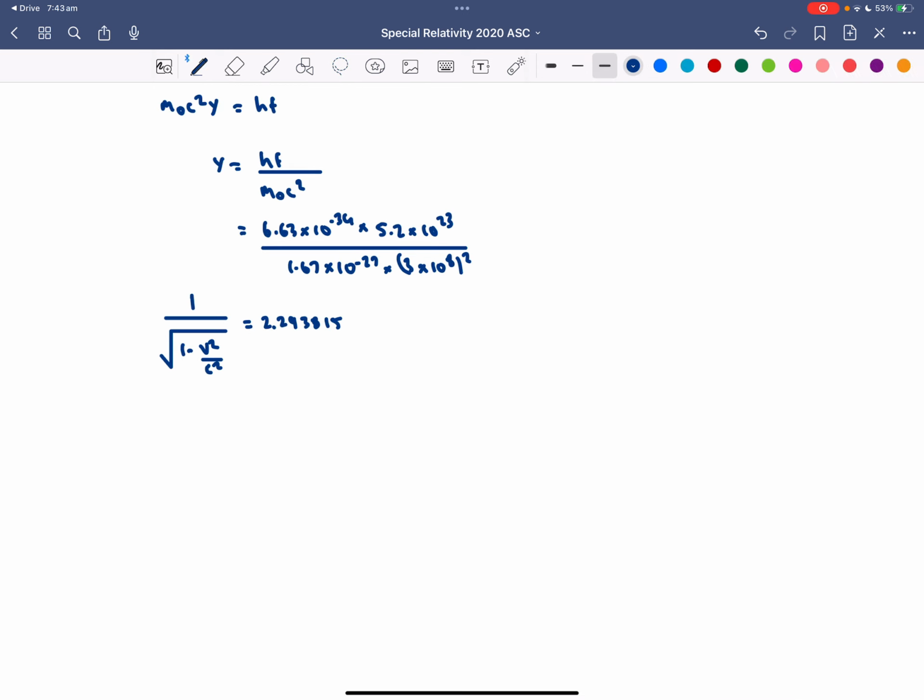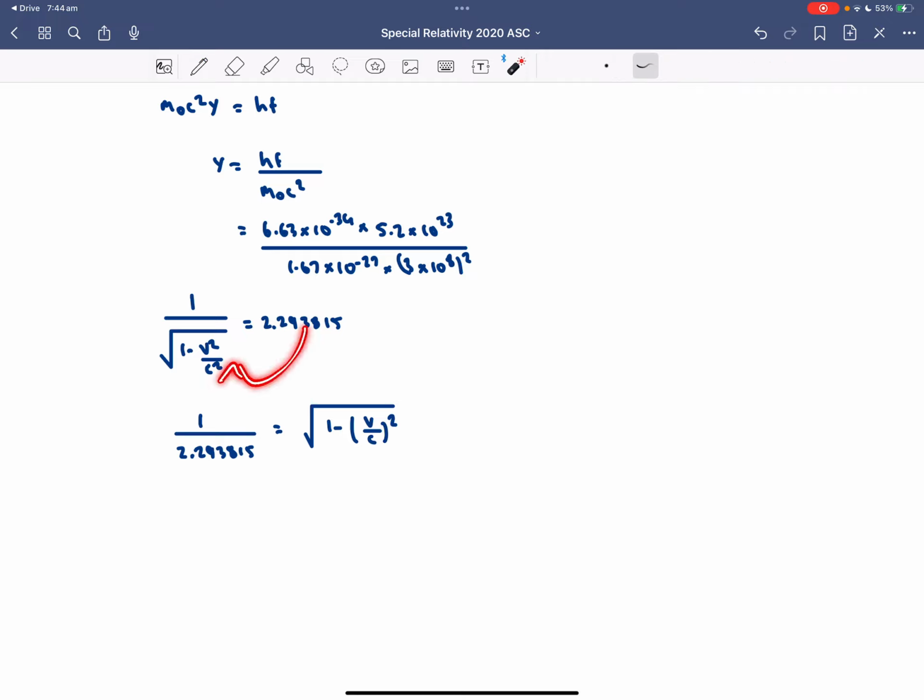To rearrange this for velocity, it's 1 divided by 2.293815 equals root 1 take v on c squared. I hope you realize what I did. I brought this to the other side as a times, and I brought this to the other side as a divide. And then I square both sides. So what we have is 0.435955 equals root 1 take v on c squared.